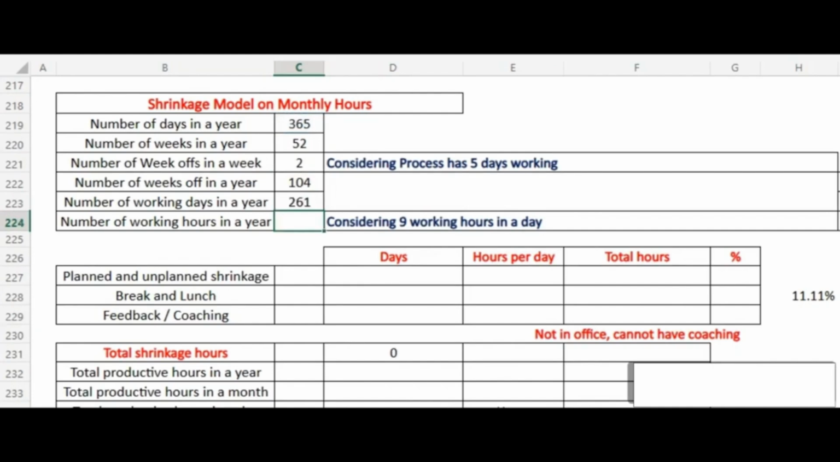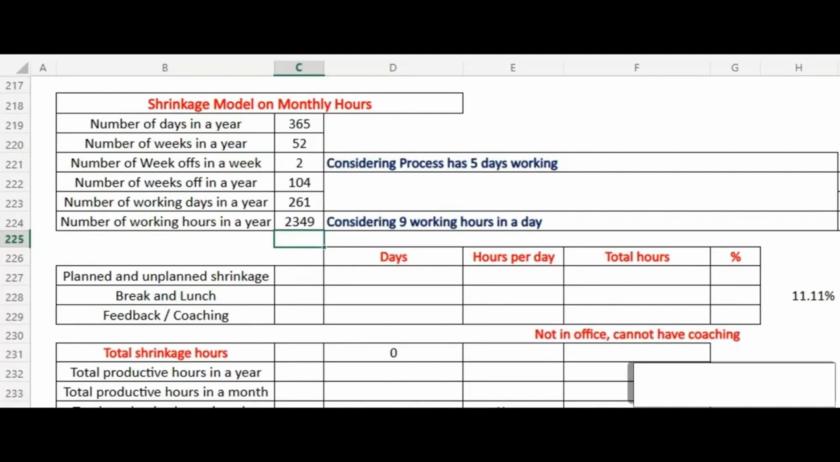Number of working hours in a year would be 261 multiplied by 9 hours, 2349. I have taken 9 hours; depending on the company policy, it could be 8 hours or 9 hours also.